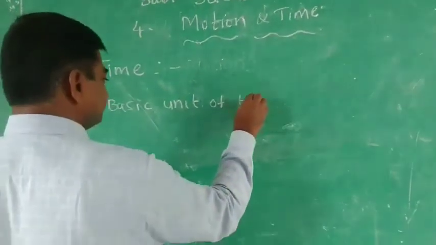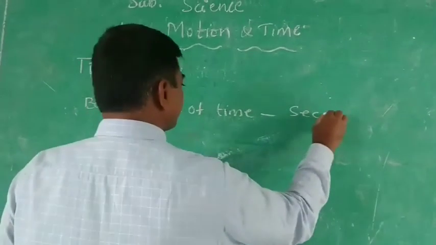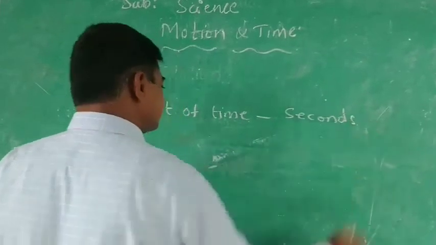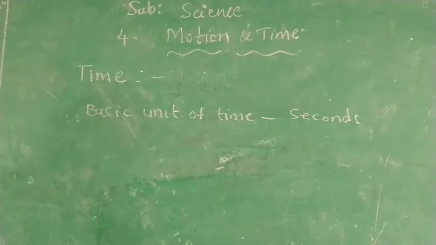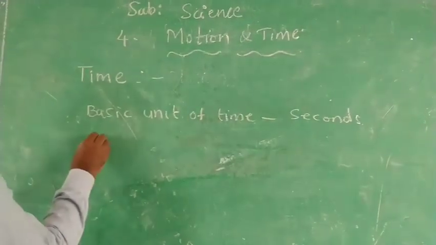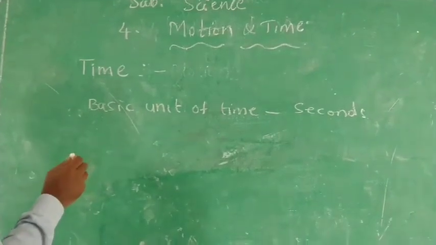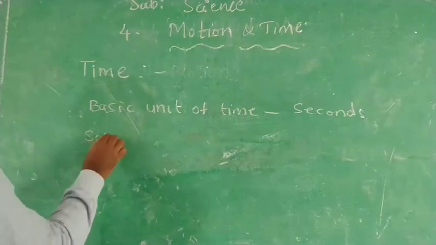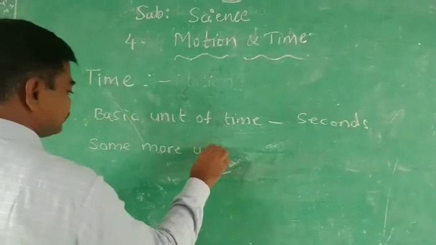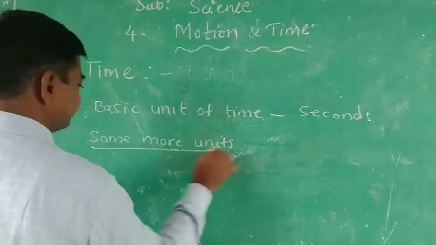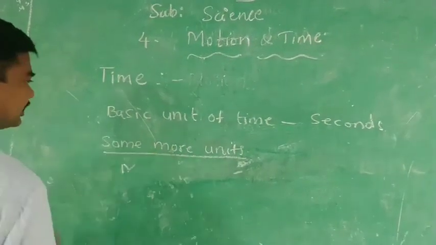Unit of time is seconds. Here are some units used to measure time, like minutes. Some more units for time. Here, what are the minutes? Already you know that it is in seconds.